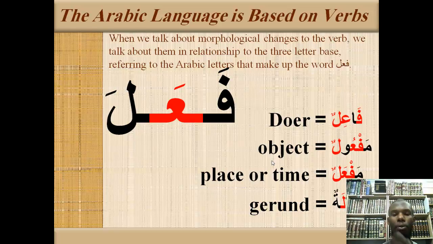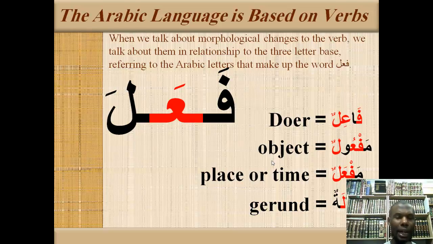So, for example, the fa here is the first letter of the verb fa'ala. Any first letter of the 3-letter verb we will refer to from here on as the fa of the fi'l. The fa of the verb means the first letter. The second letter of any verb we're going to refer to as what? The ayn of the fi'l, because ayn is the second letter of the verb fa'ala, or the word fi'l. The third letter of any 3-letter verb we're going to refer to as the lam of the fi'l, because lam is the third letter of the verb fa'ala, or of the word fi'l.